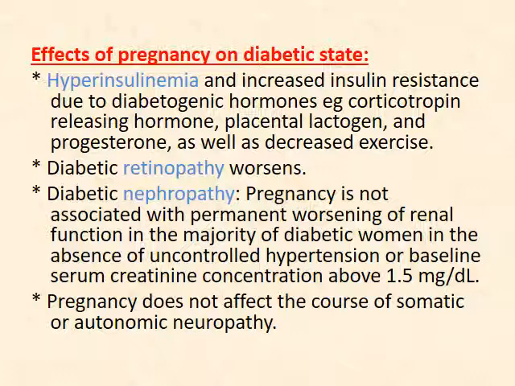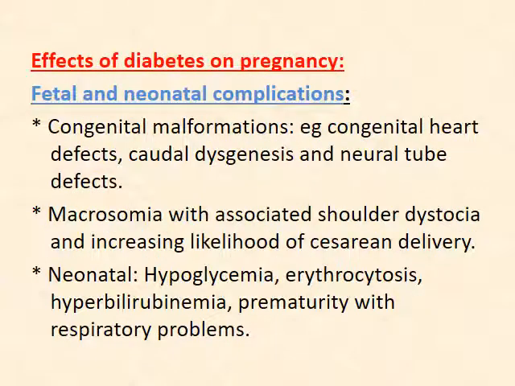Diabetic retinopathy worsens in pregnancy. Diabetic nephropathy also worsens, but retinopathy and nephropathy return to normal after the pregnancy. For nephropathy to return to normal, it must be in the absence of hypertension, with controlled hypertension, and serum creatinine concentration must be below 1.5 milligram per deciliter. Pregnancy doesn't affect the neuropathy.